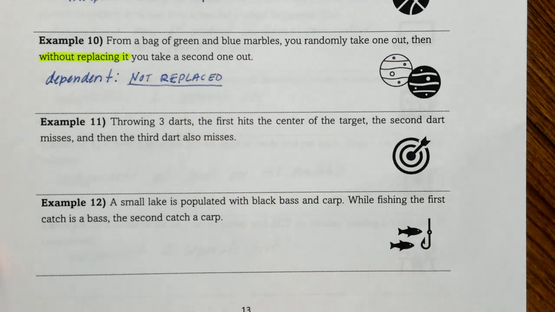Okay? And that's really honestly all we have to write. Okay? Once you draw one, you don't put it back. You have one less of those marbles to choose from. If you draw a green one, you now have one less green. The probability of green has gone down.